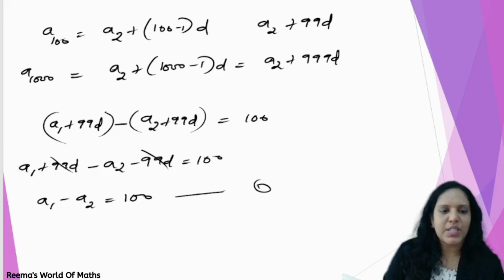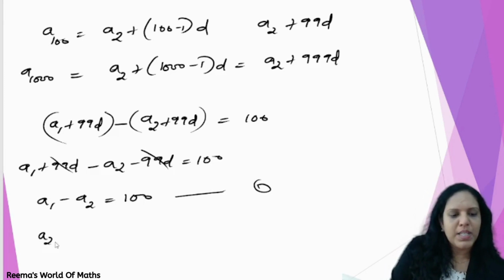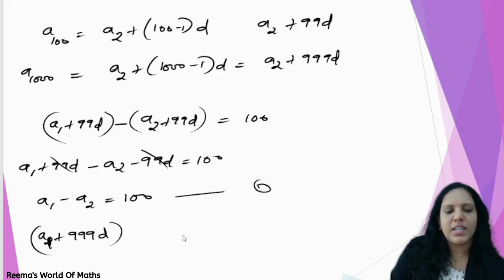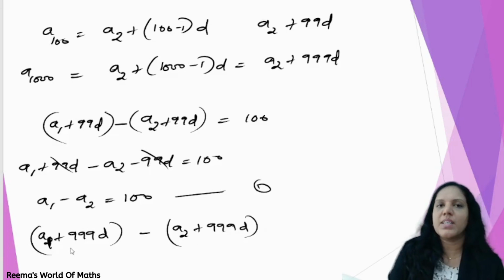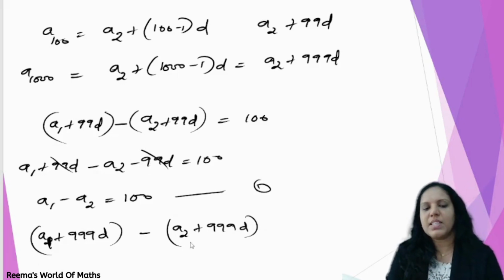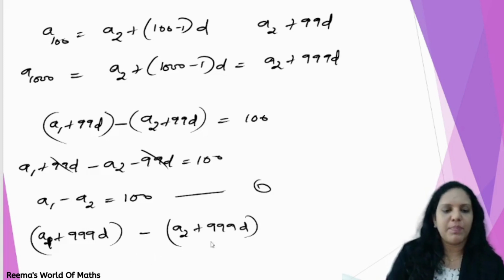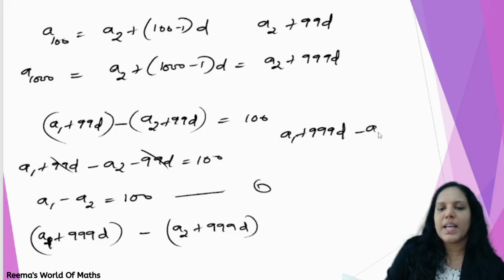So the 1000th term in the first AP is A1 plus 999D, minus A2 plus 999D. So A1 plus 999D is the 1000th term of the first AP and this is the 1000th term in the second AP. So let's remove the bracket. That will be A1 plus 999D minus A2 minus 999D.